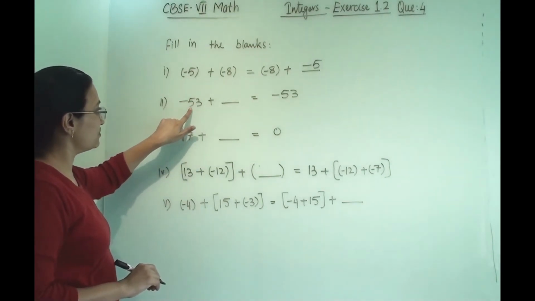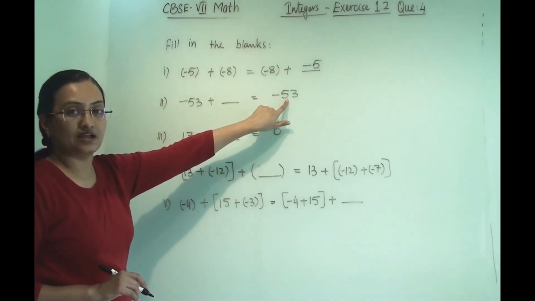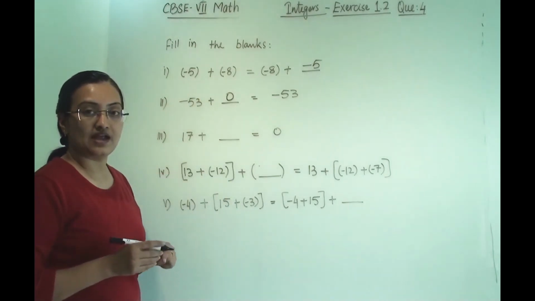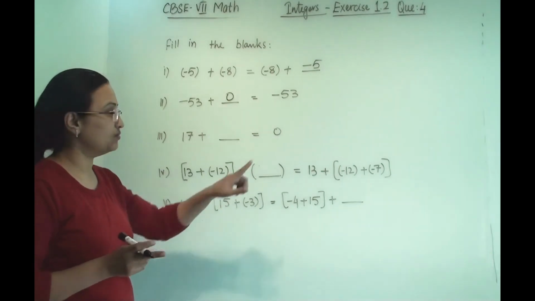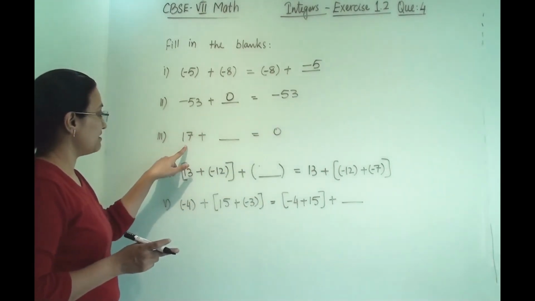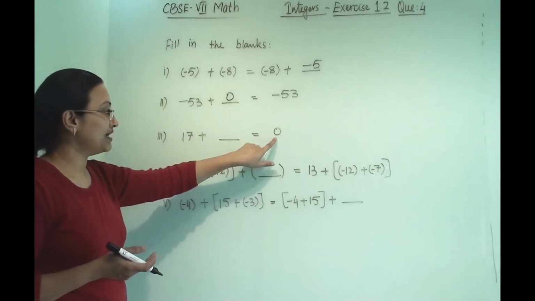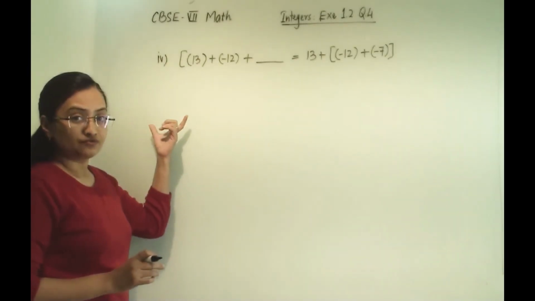Now here minus 53, what can we add to this so that we will get minus 53? So obviously 0. When we add 0 to any integer, negative or positive, we will get the same integer. 17. What can we add to this 17 so that we will get 0? So minus 17.